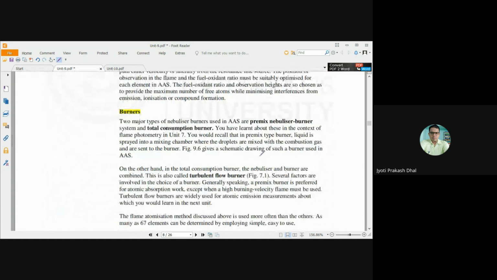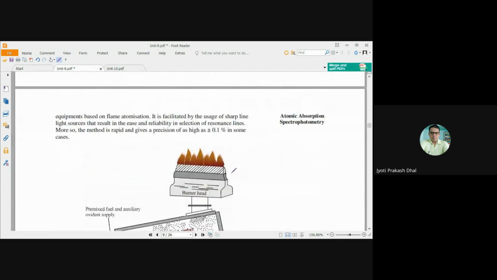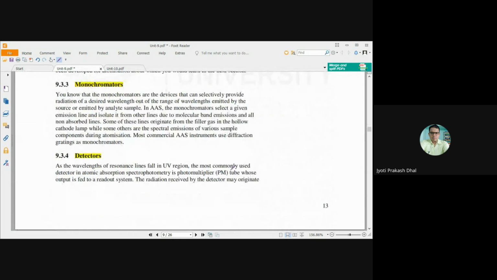Now coming to the burner, two types of nebulizer burners are used in AAS, that is premix nebulizer burner and total consumption burner. So this part we have already discussed in the previous class. Now coming to the monochromator. The monochromator is a device that can selectively provide radiation of a desired wavelength out of the range of wavelengths emitted by the source.